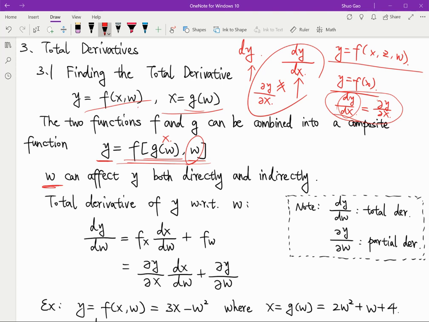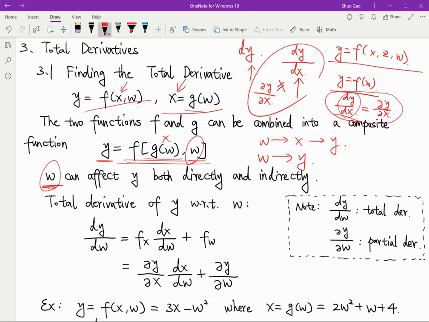Indirectly means that the w variable can first affect x, and x can affect y, right? So w first affects x, and then x can affect y. So this is an indirect way of the relationship between w and y. But w is also a direct function. W is also a variable in function f, so it can also directly affect y.